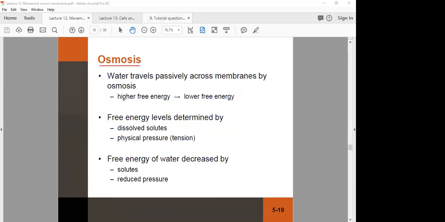Water will move from a region of higher free energy to a region of lower free energy. And I'll show you this in just a moment. The free energy levels of water are determined by, one, the concentration of dissolved solutes in that water, and particularly for plant cells, it's determined by physical pressure or tension. The free energy levels of water are decreased by increasing concentration of solutes and decreased by reduced pressure, particularly in plant cells.